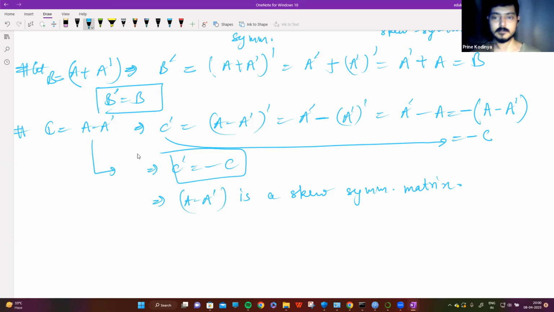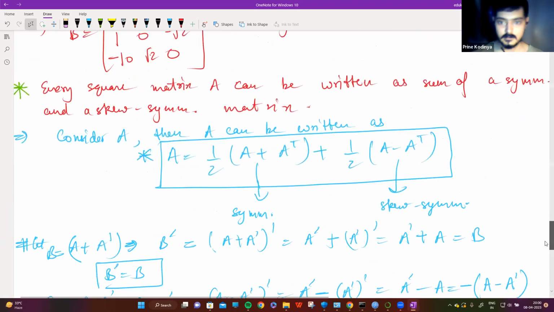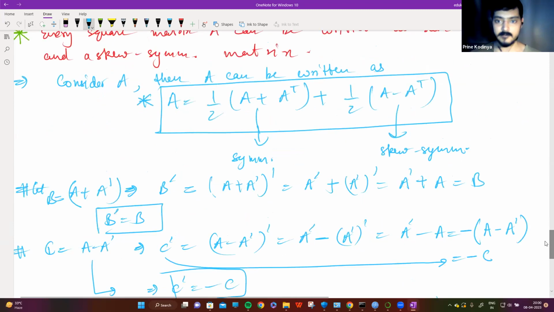Every square matrix can be written as the sum of these two. Now, if I write this sum and multiply with half, this is half A plus half A transpose, then half A minus half A transpose. So the transpose part will get cancelled out, and half A plus half A will be A. This is symmetric, this is skew symmetric. So every matrix can be written like this.